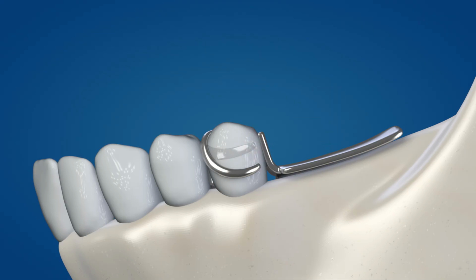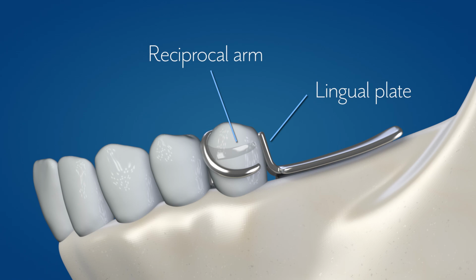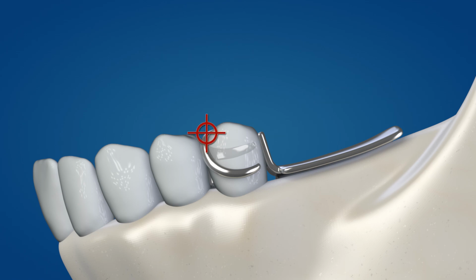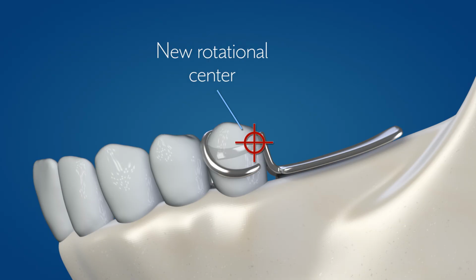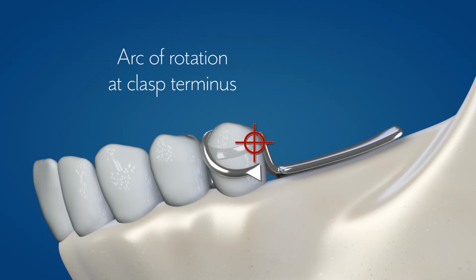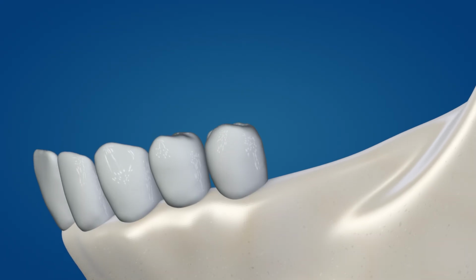In this case, the center of rotation migrates to the posterior portion of the reciprocal or bracing element, whether it be a clasp arm or a lingual plate. This is important to understand because the change in rotational center impacts the resultant clasp mechanics. Based on distal migration of the rotational center, the arc of travel at the retentive terminus is relatively horizontal, and applied forces are mesially directed.